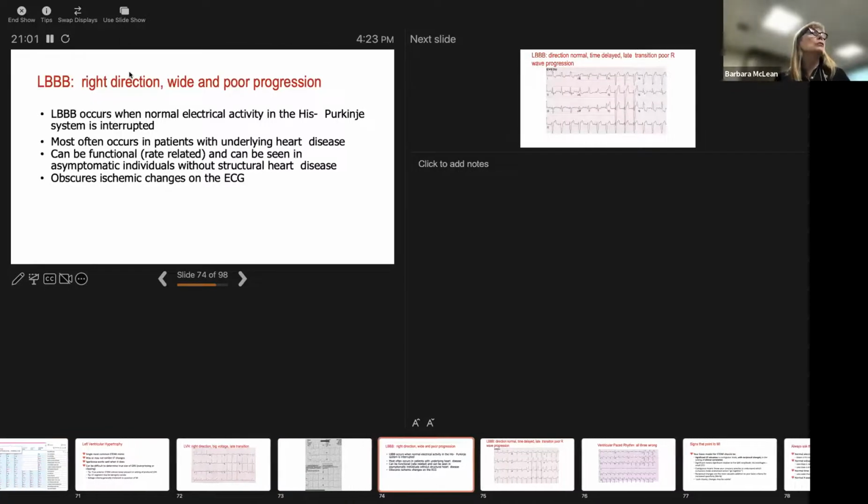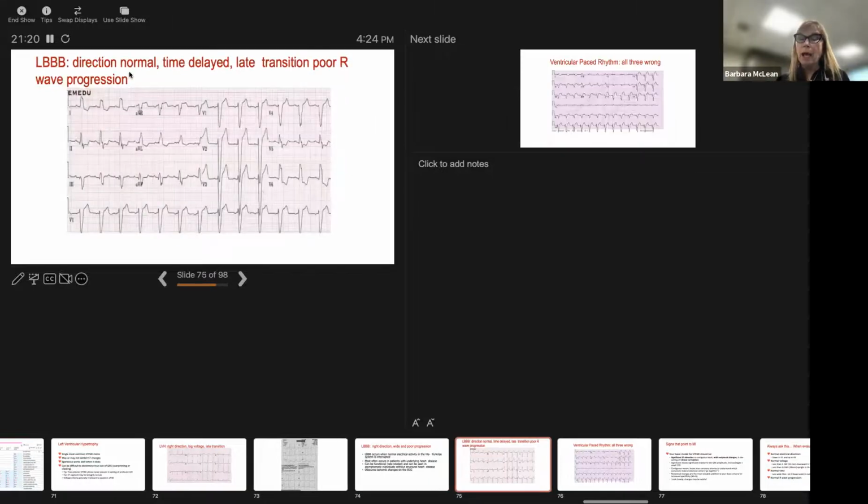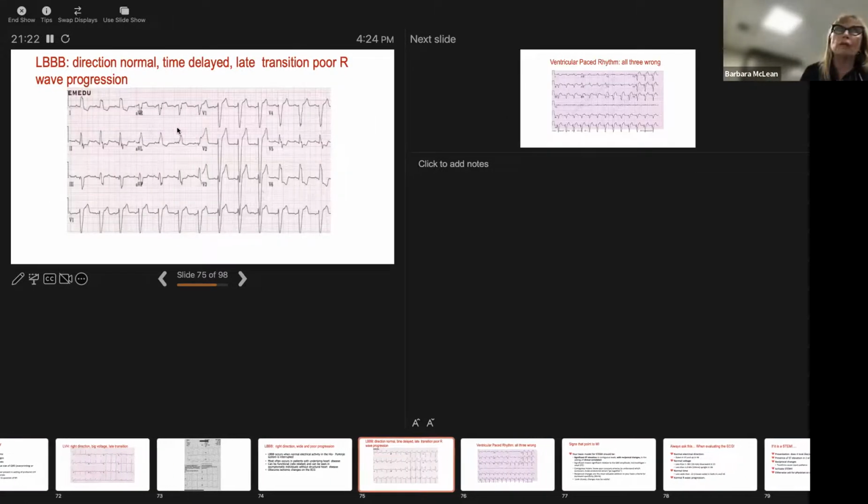The next thing to look at is bundle branch block. So bundle branch block occurs when electrical activity in the transmission down the left bundle is delayed. We're still going to depolarize the heart, but now we're depolarizing the heart cell by cell by cell. In left bundle branch block, the direction is normal, but the time is delayed, and you have a poor R-wave progression. So now take a look at this patient. He has a little R here, a little R here, a little R here, hardly any R there. Finally, his R wave gets bigger than his downwards. This is a late zone of transition.